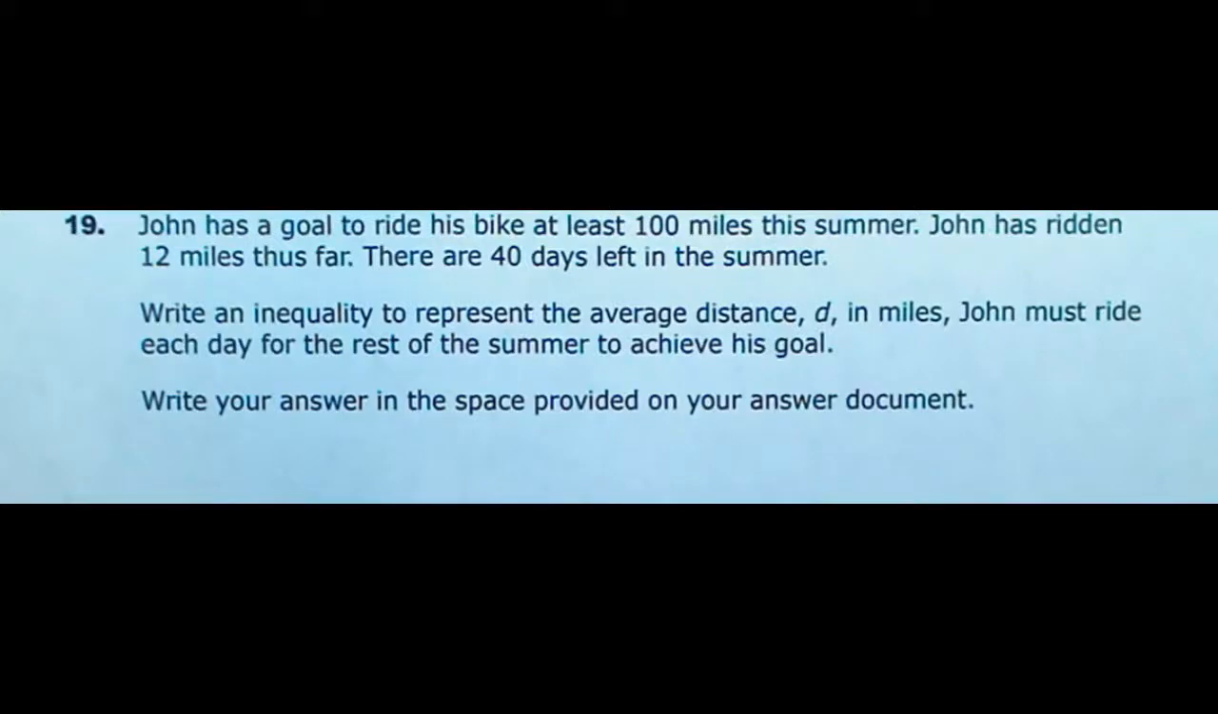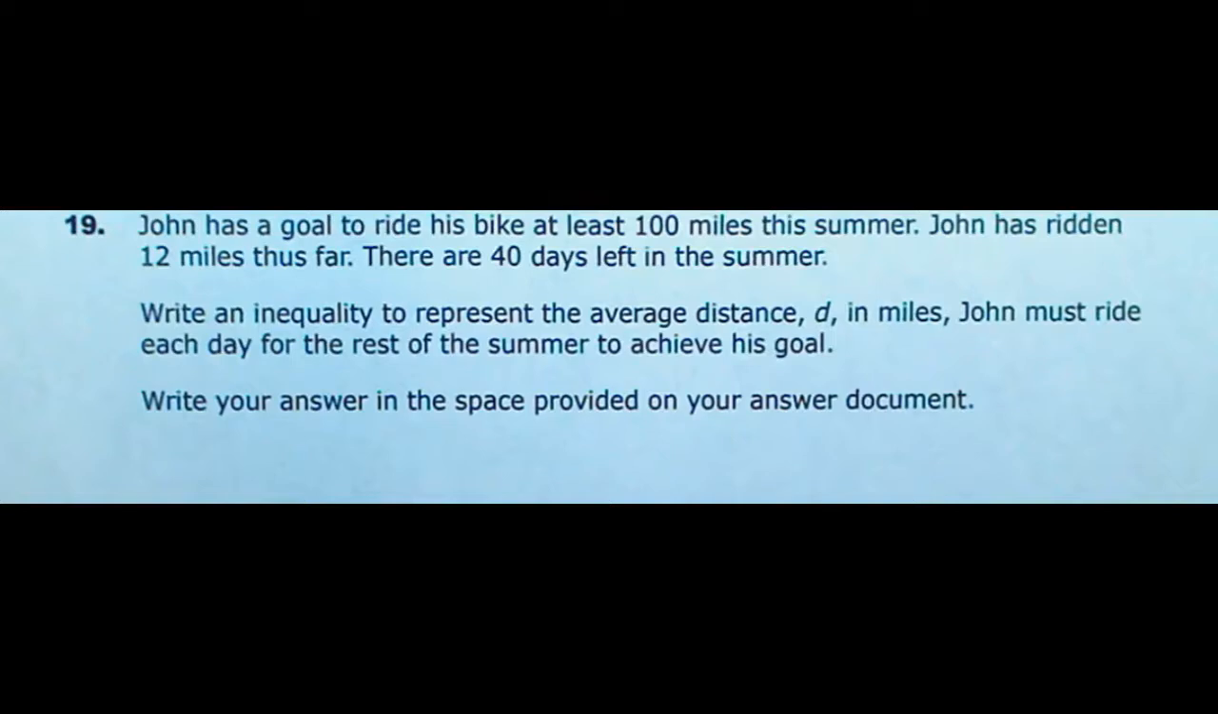Number 19. John has a goal to ride his bike at least 100 miles this summer. John has ridden 12 miles thus far. There are 40 days left in the summer. Write an inequality to represent the average distance d in miles John must ride each day for the rest of the summer to achieve his goal. Write your answer in the space provided on your answer document.